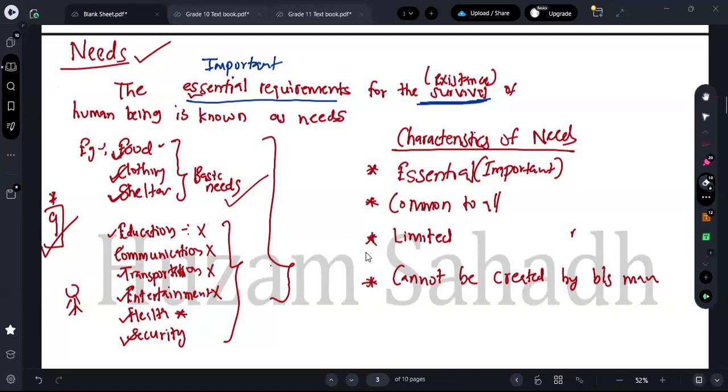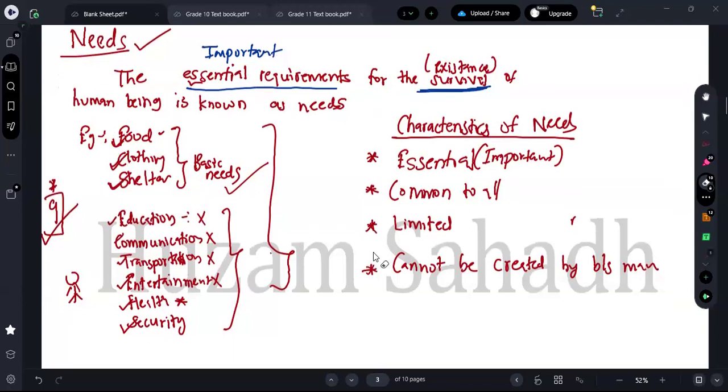Okay, last point I'll explain. Others? Yes, yes, you all should write. Just put need, and you can write the essential requirement for the survival of human being is known as need. Put example and write these 9 needs, and below that you all write it below.